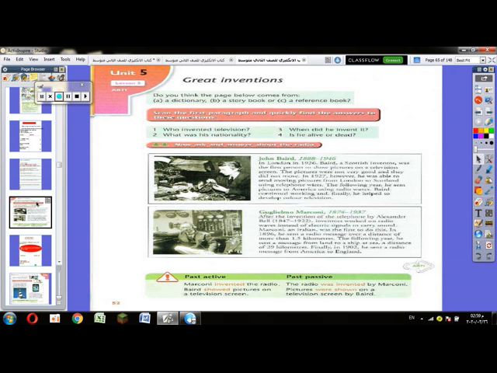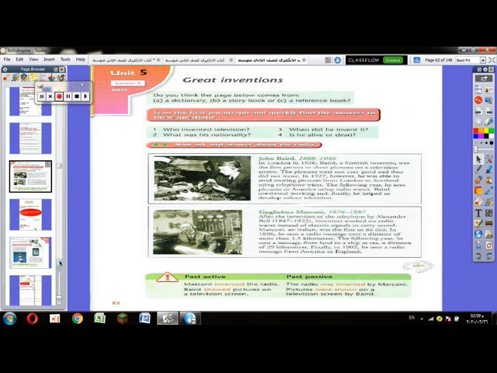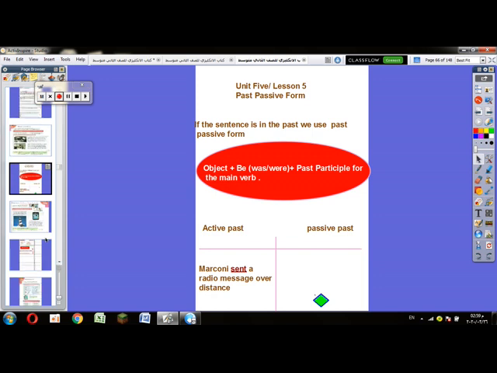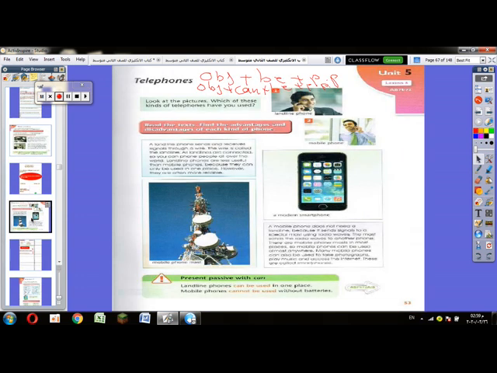In lesson 5, we have the objective: scan for information, ask and answer questions about the text. Past passive voice we have here. We make some practice exercises about it. In lesson 6, understand the text about different kinds of phones. Record their sentences. Fill in gaps in text. Present passive with modal can.